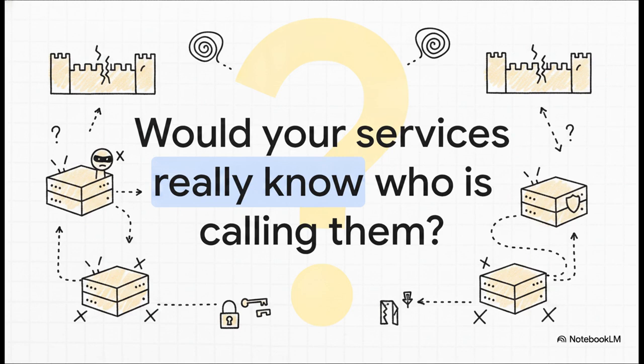I want you to look closely at your own architecture right now. If an attacker breached your perimeter today and gained access to your internal network, would your services actually know who is really calling them? Or are they just blindly trusting a header? Security emerges from thousands of small decisions, and implementing strong service identity is absolutely the most important decision you can make.